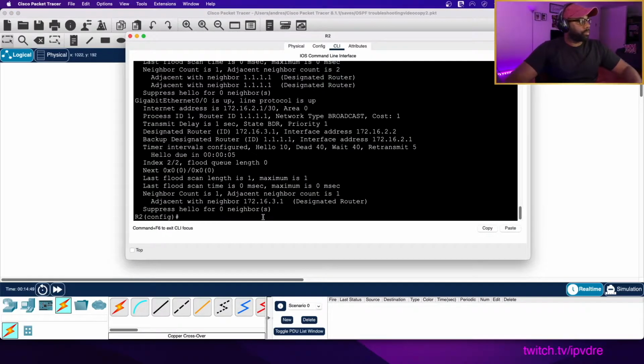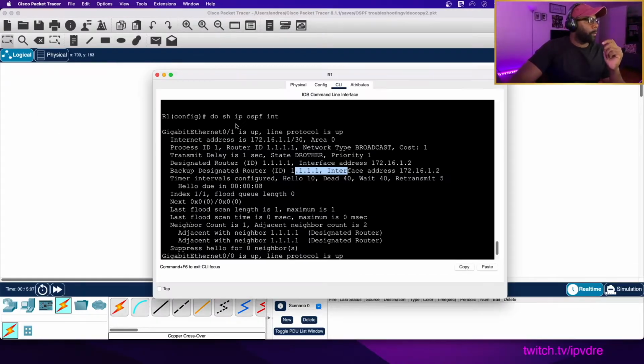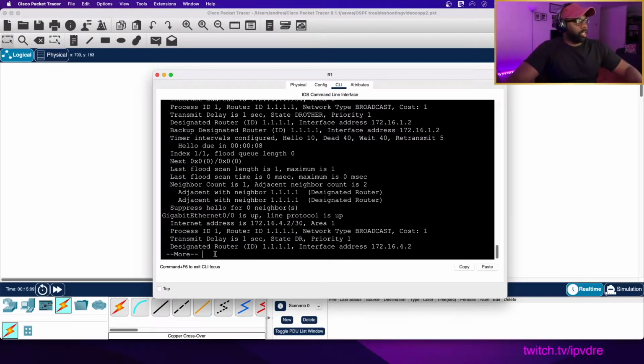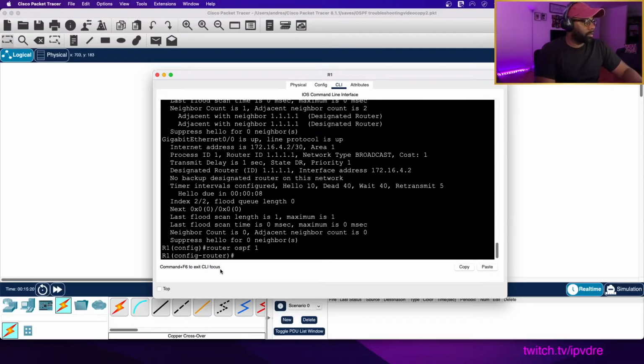And if we check do show IP OSPF neighbor, yeah, I think it's neighbor, we see that it's stuck in an ExStart state, and I believe it thinks the other router is the DR. So all we need to do is change the router ID, and how you do that is router OSPF 1, router ID, and then we can do, I don't know, let's do 8.8.8.8.